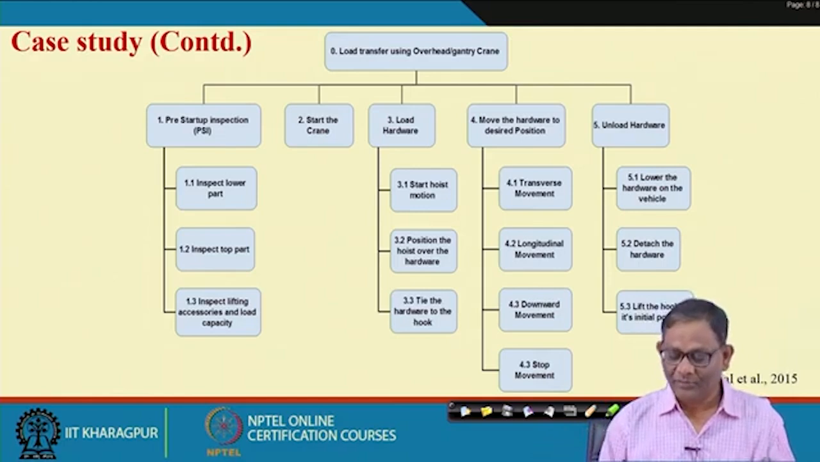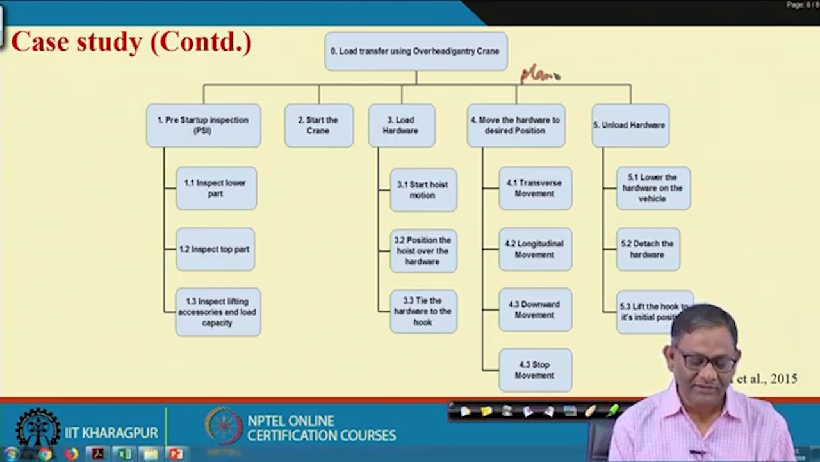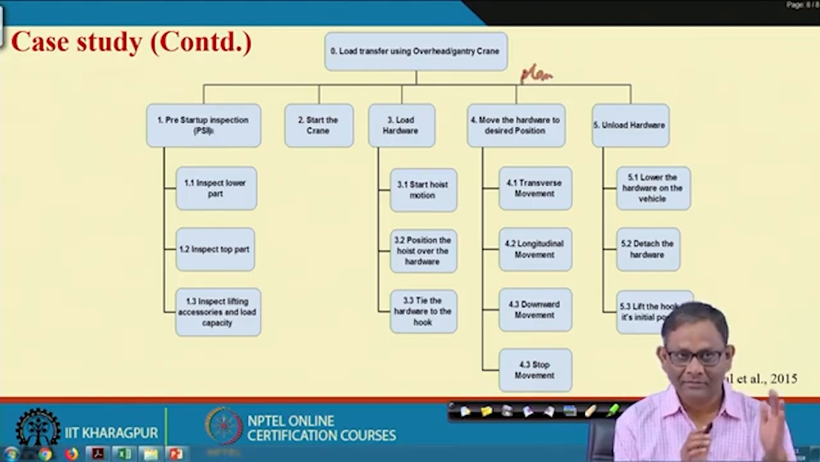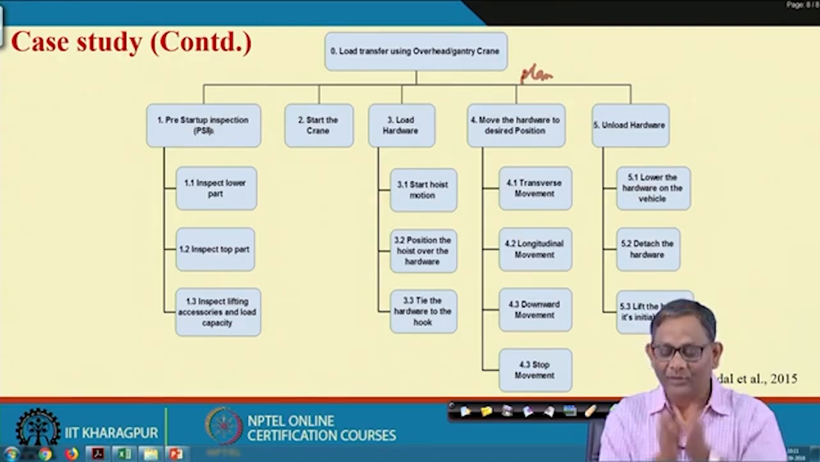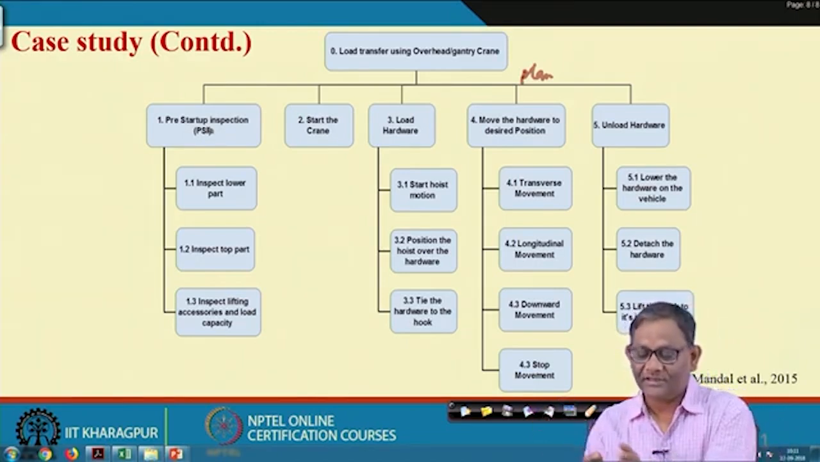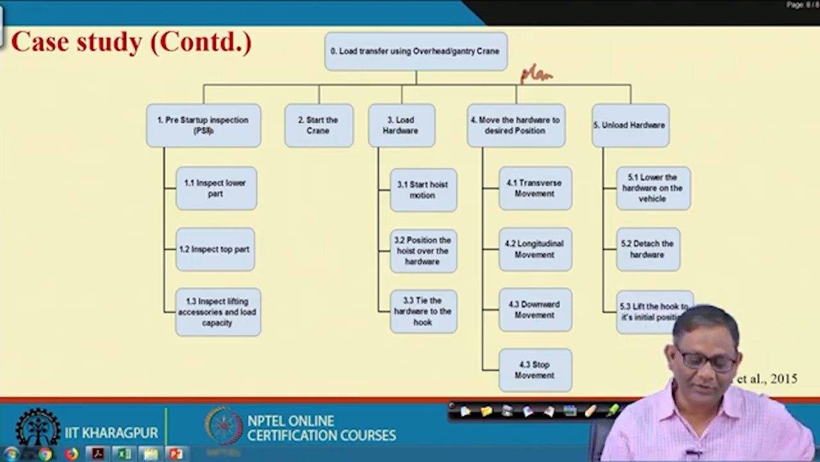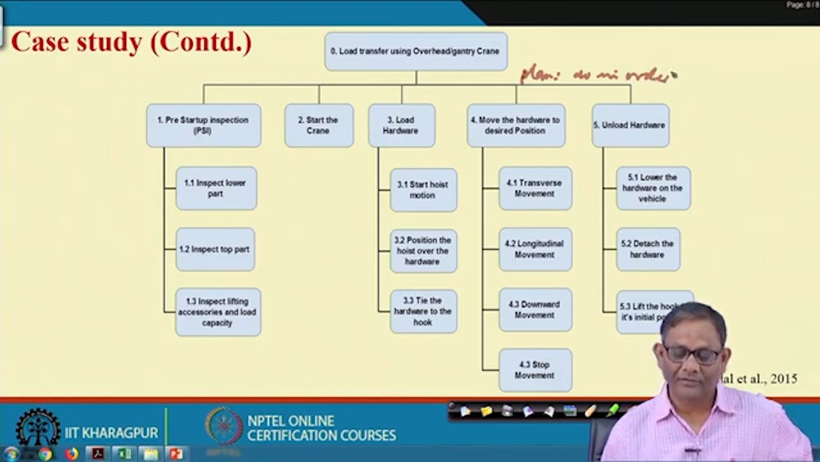Then immediately, what are you doing? You are basically planning. So, plan, then what do you do? First is inspection, start, then load the hardware, move the hardware from one place to the desired place, and then unload the hardware. So, in sequence you have to do them, in order. Then 1, 2, 3, 4, 5.